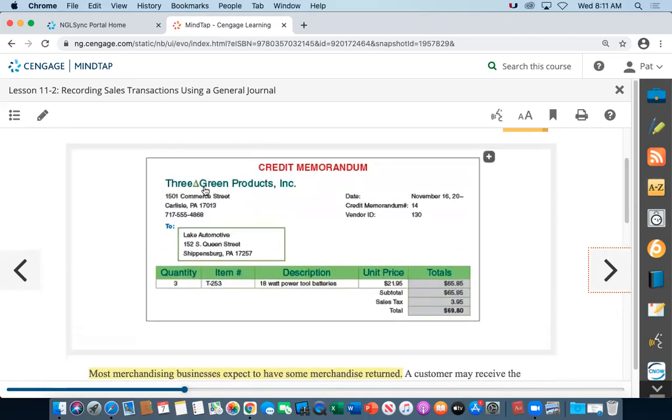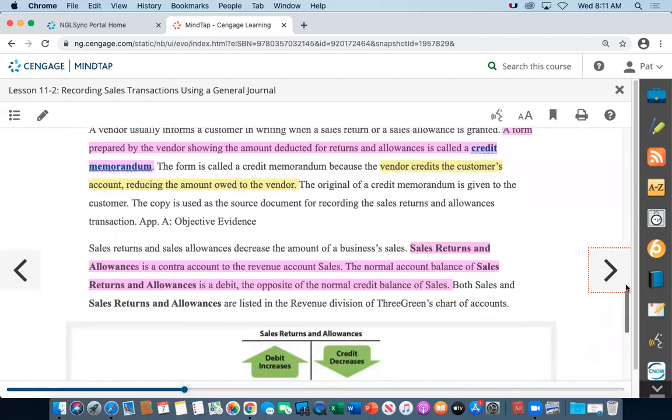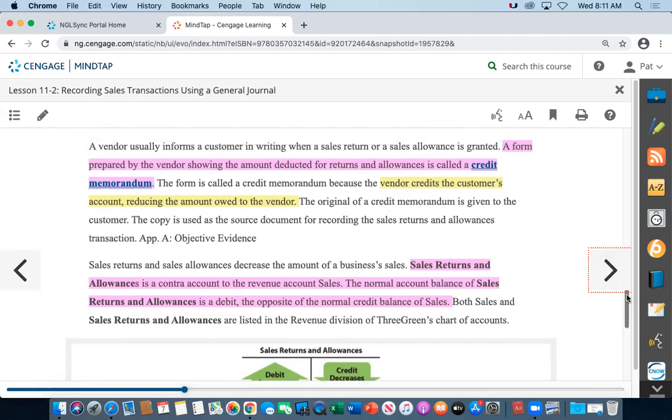It's just this form that shows the item that is being returned, the price of the item, when it was, what it is, all that. Okay. A form prepared by the vendor showing the amount deducted for returns. Everything that'll be on there is what is needed: address, quantity, price, when it happened, who the customer is, if they've got account numbers, all those good things.